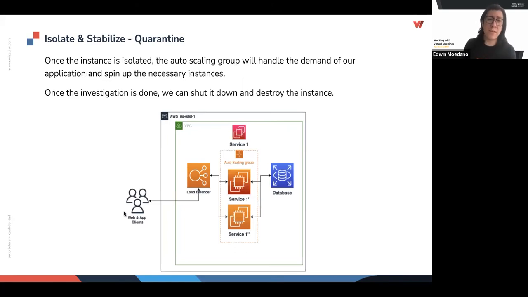Once the instance is isolated, as I mentioned, the autoscaling group will handle the demand of the application and spin up the necessary instances. And once our investigation is done, I suggest that we shut it down and destroy the instance.